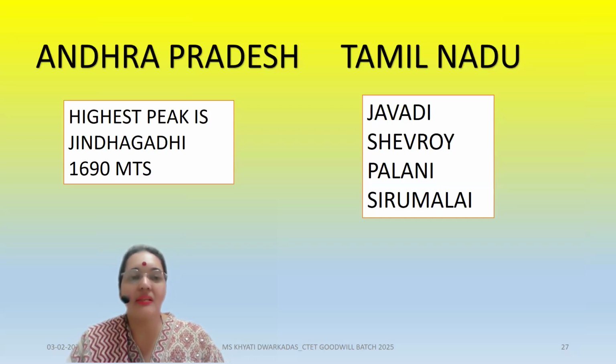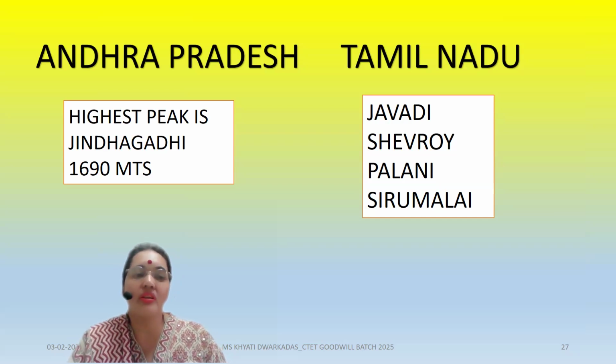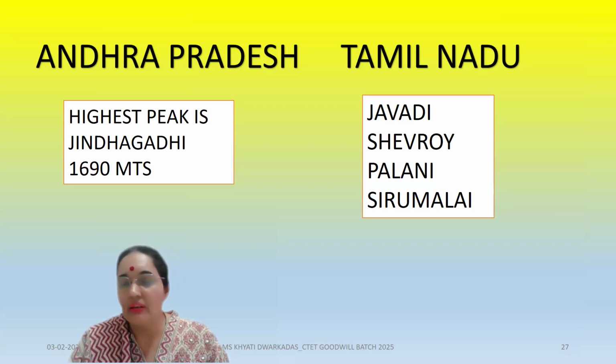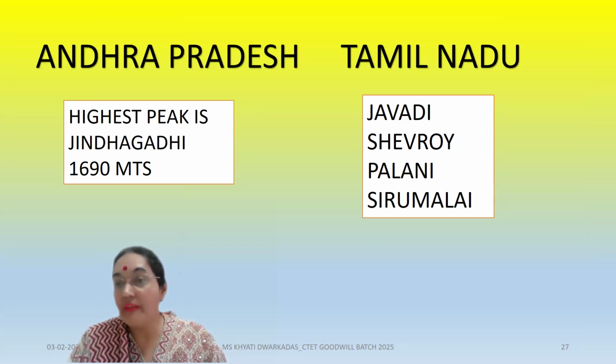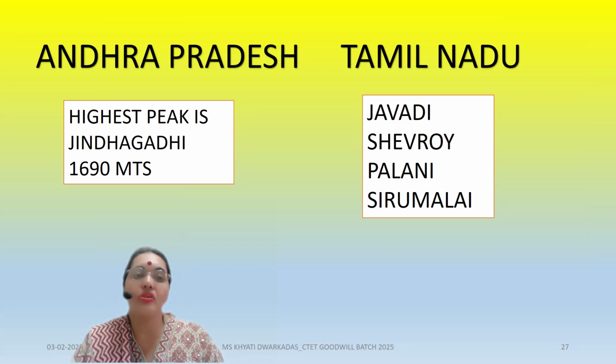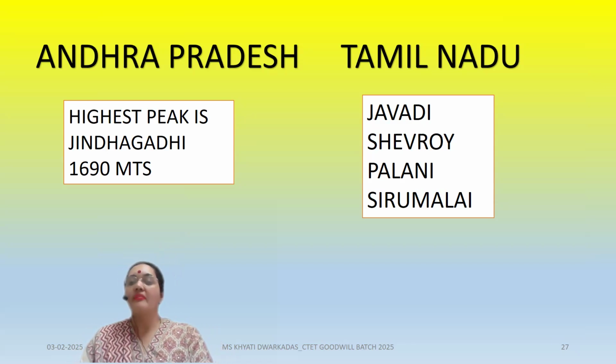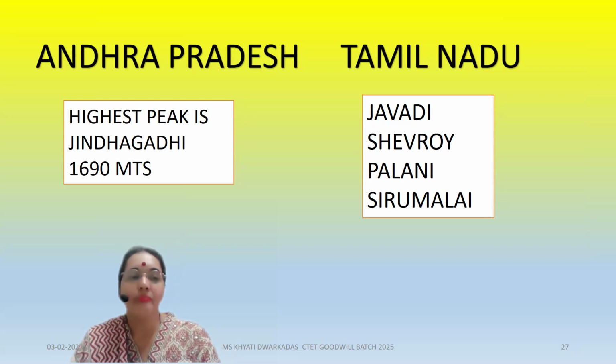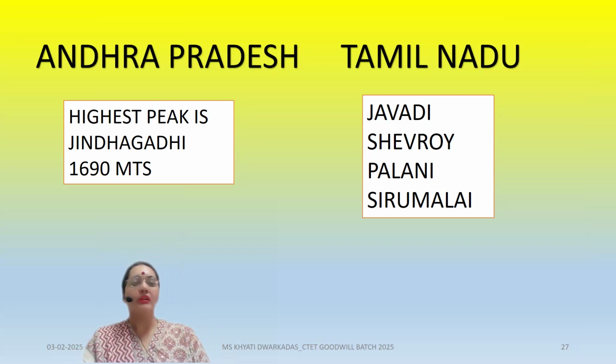The highest peak of the Eastern Ghats in Andhra Pradesh is Jindagadi, and it is 1690 meters. But in Tamil Nadu, the Eastern Ghats have multiple peaks like Javadi, Chevroy, Palani, Sirumalai. Sirumalai is not very well known in terms of geography classes in the middle school, but Chevroy and Javadi are very, very well known. Similarly, Jindagadi is not a very well-known peak because Andhra Pradesh, according to our textbooks and middle school, seems to be a very neglected state, though it is catching up now.